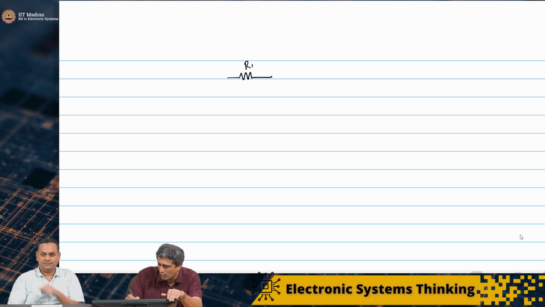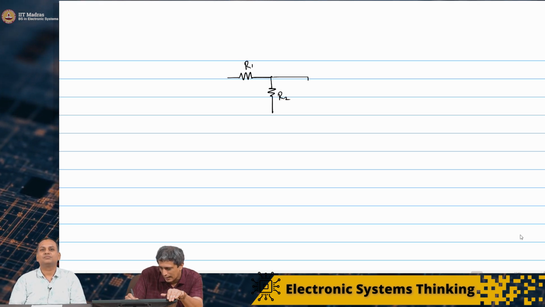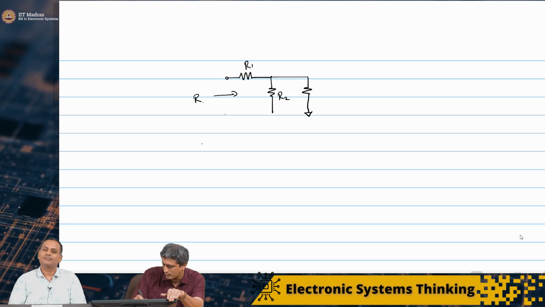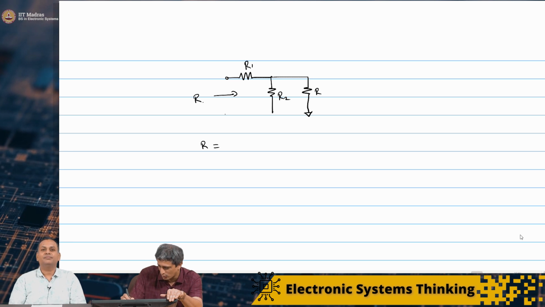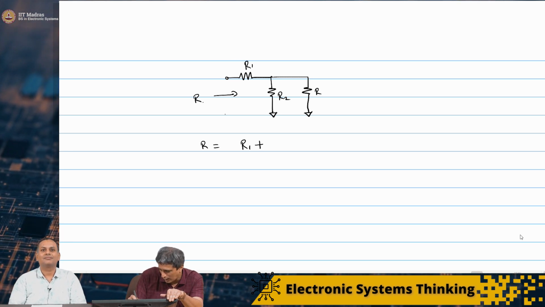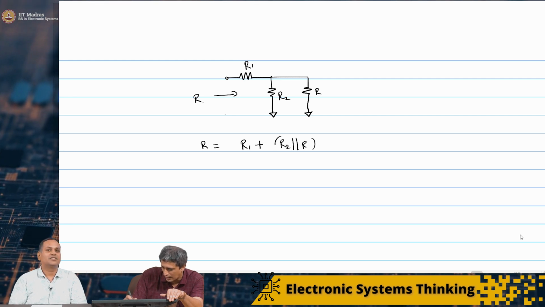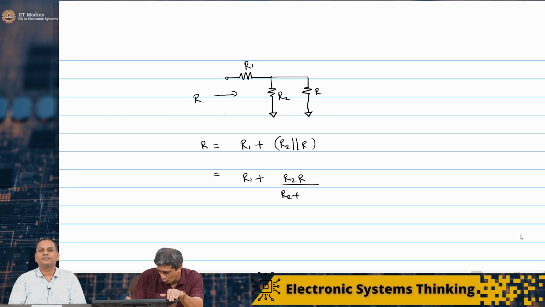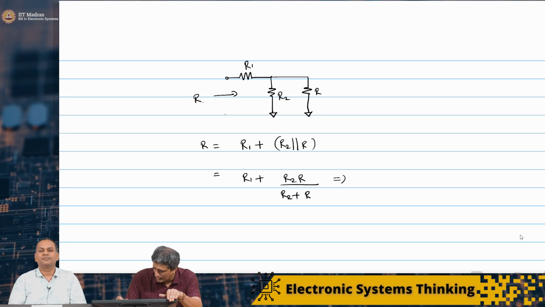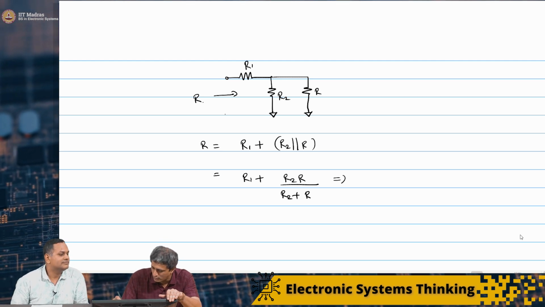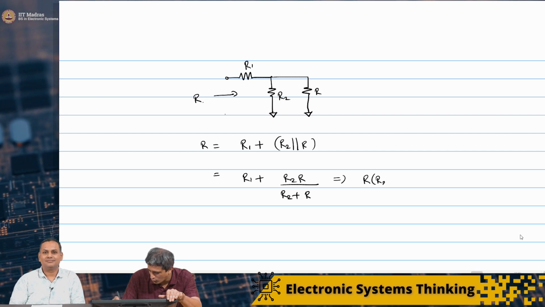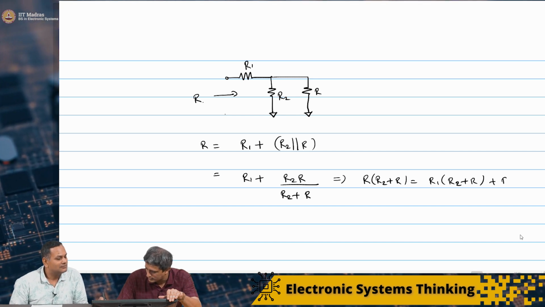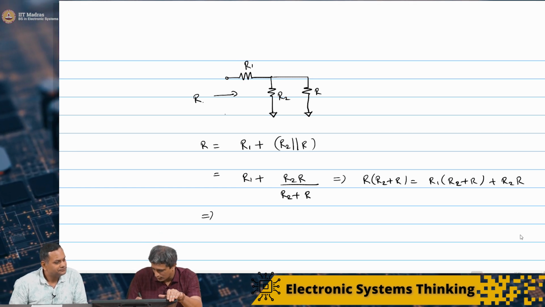So R1, R2 and R, and this is also equal to R. So we are saying the equivalent resistance, this is also R by the way, is R1 plus R2 in parallel with R. So let's go ahead and solve this completely. You get R2 into R by R2 plus R. I can simplify this. I'll just take R2 plus R, multiply on both sides. You get R into R2 plus R equals R1 into R2 plus R plus R2 into R. So I can simplify this.